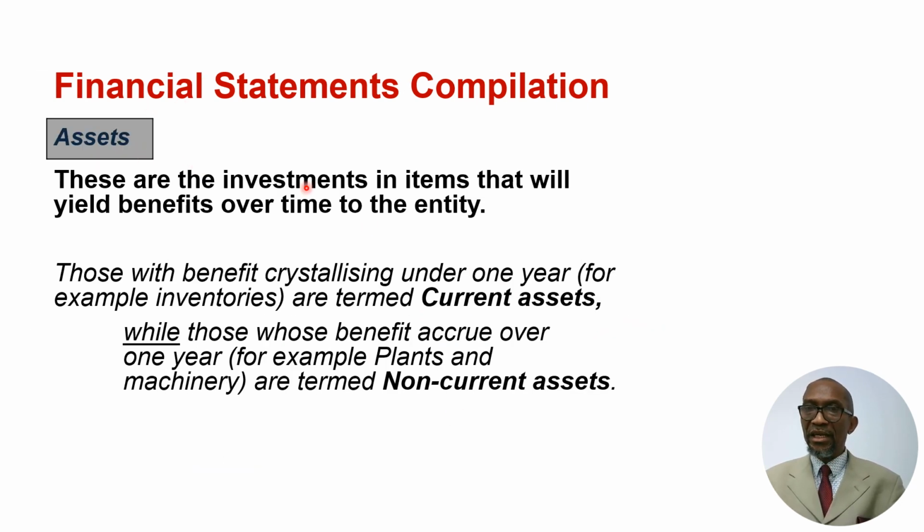Stemming from the asset in the previous slide, assets are the investment in items that will yield benefit over time to the entity. Those with benefit crystallizing under 1 year, for example, inventory, are termed current assets, while those whose benefit accrues over 1 year, for example, plant and machinery, are termed non-current assets.